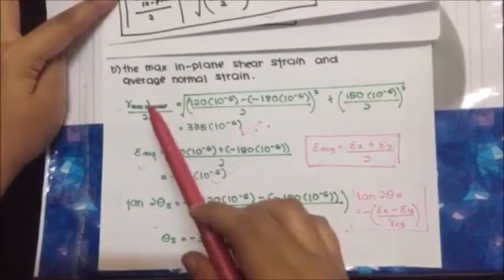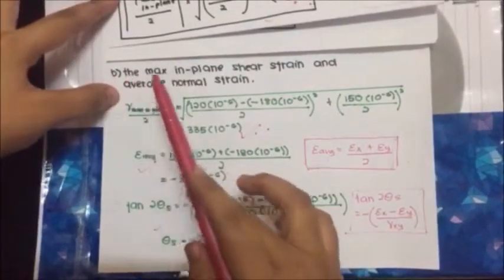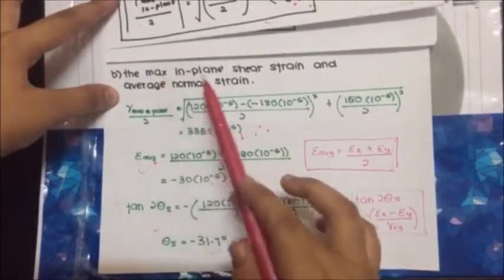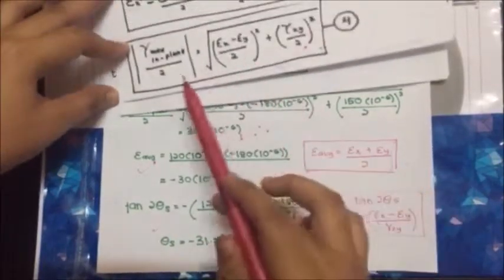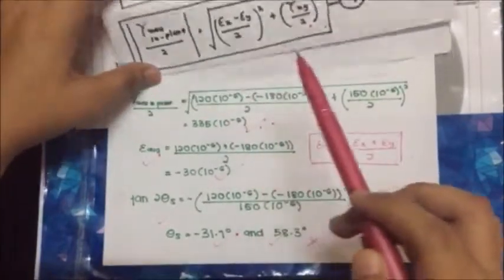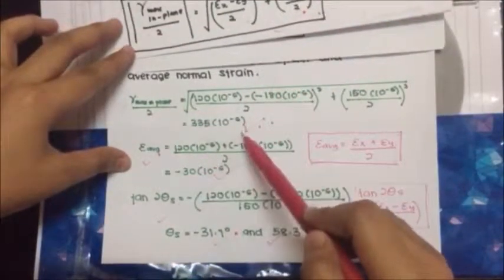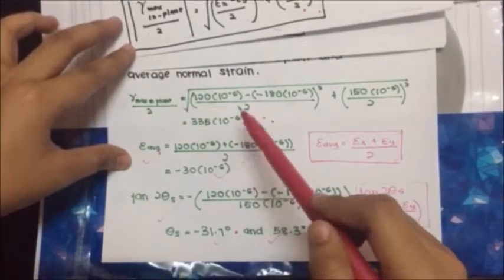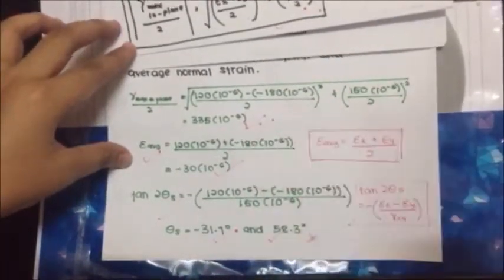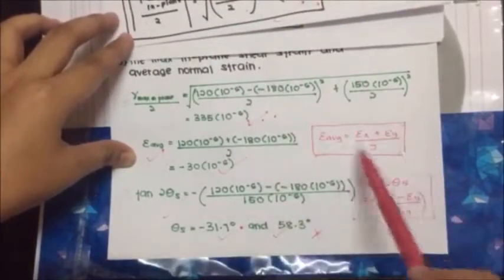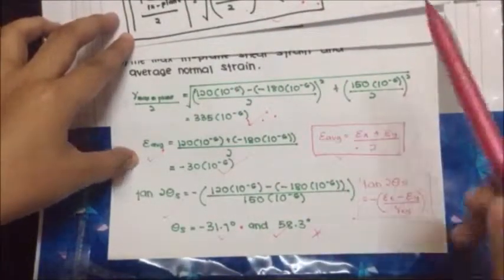Move on to the next question. The question asks to find the maximum in-plane shear strain and average normal strain. To find the maximum in-plane shear strain, we use this formula we get from the book and just substitute the values from the question into the formula. We will get the answer, which is 335 times 10 to the power of negative 6. Then, to find the average normal strain, we use this formula also from the book.